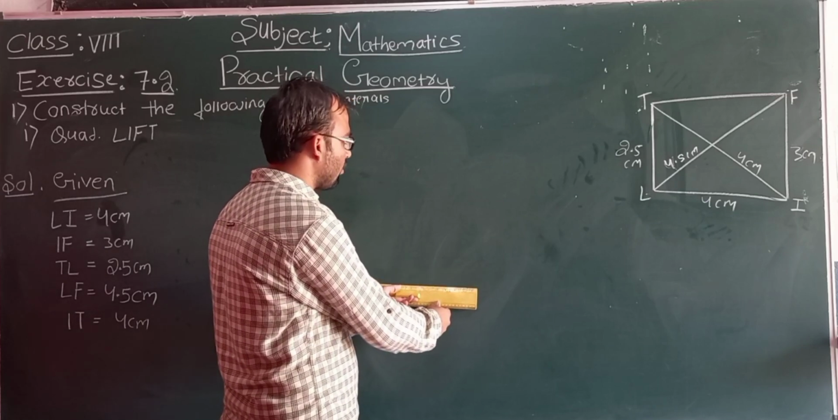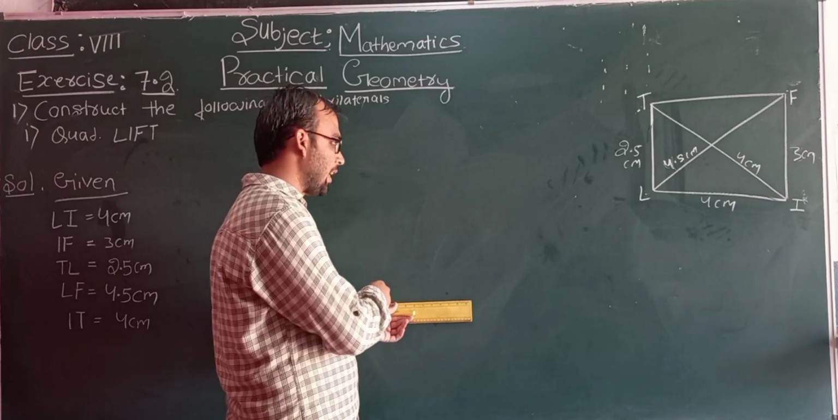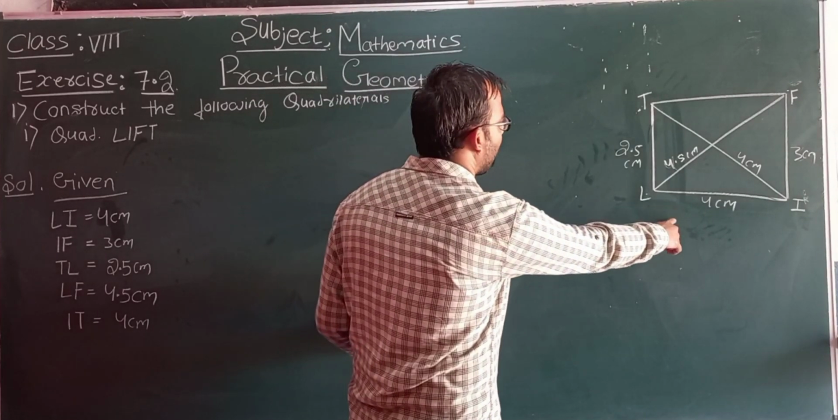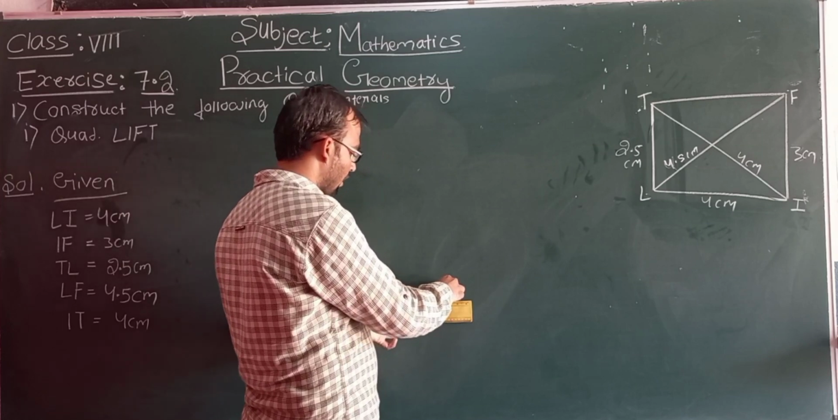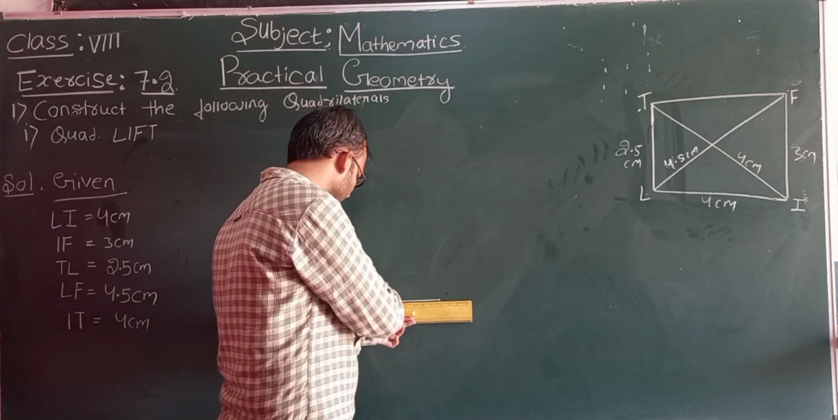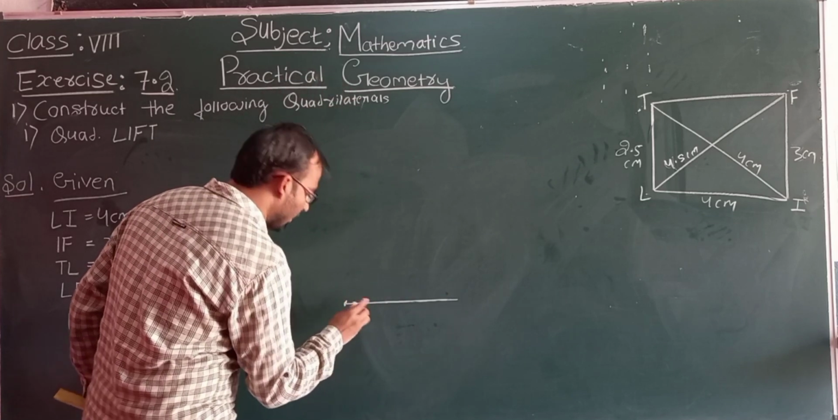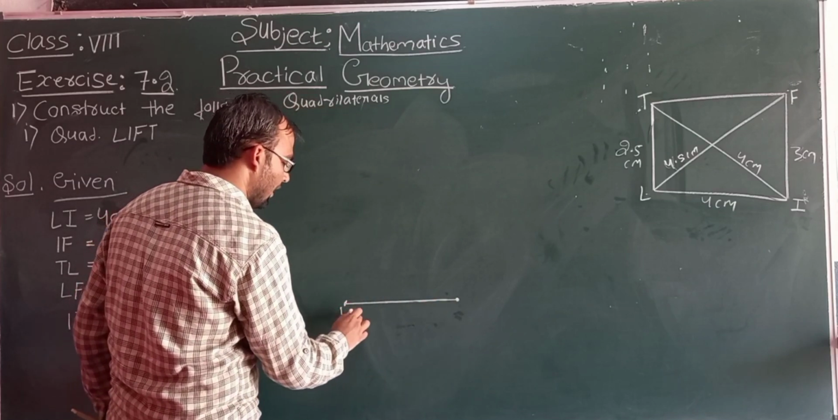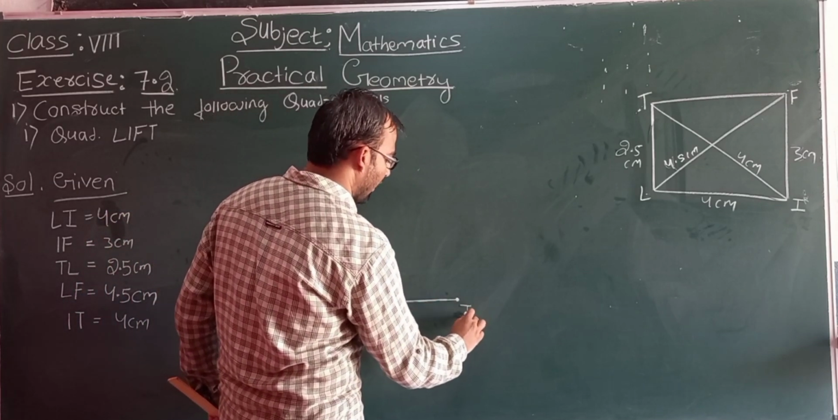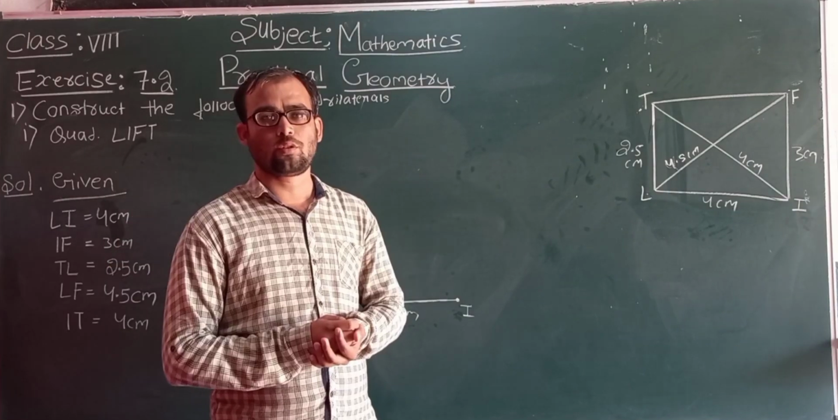So look here, students. First, keep the scale like this. Hold the scale like this and draw a line of 4 cm. Mark the end points. This is L and this is I. How much? 4 cm.